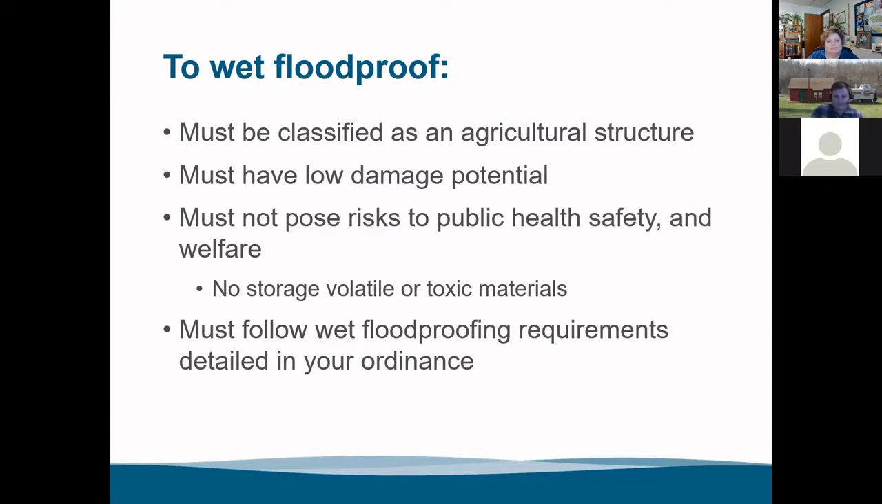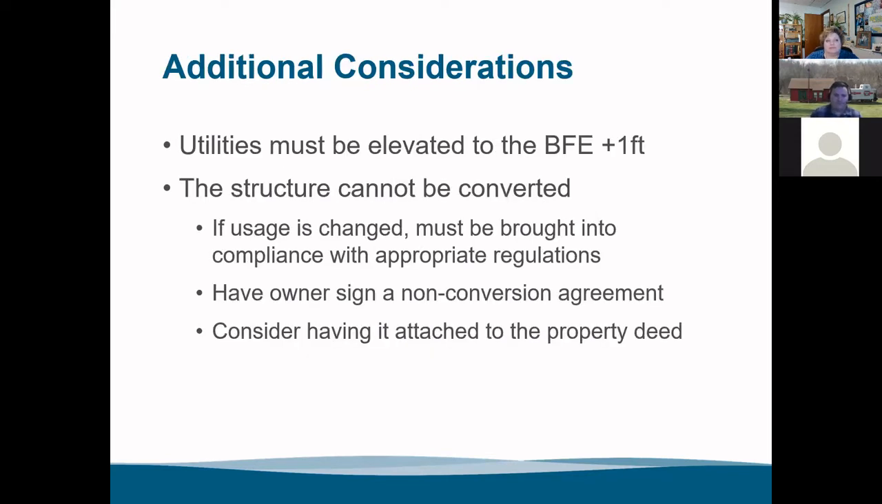And now remember, just because you're granting this variance for the individual to wet floodproof, it still does require the floodplain development permit. And the policy and guidance on all of that process should be in your ordinance again. And as long as you follow that guidance, it won't jeopardize your standing with the NFIP. Some additional considerations there. So again, utilities have to be elevated. You can't have water passing through the utilities. And the structure cannot be converted. So you're permitting this structure as an agricultural structure specifically. If that usage is changed, it then has to adhere to those different regulations.